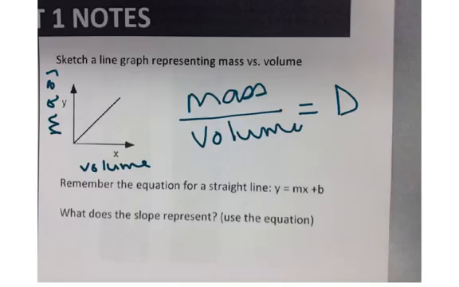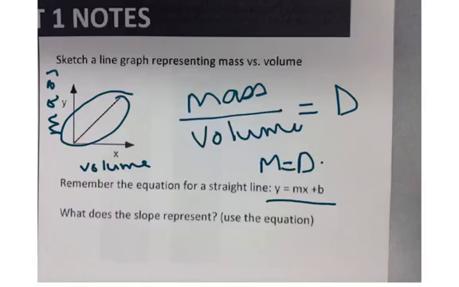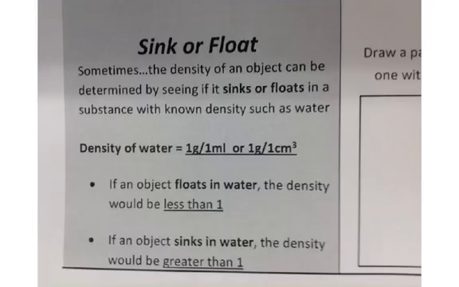When I plug into the equation of a line, because obviously this is a line, y was my mass, m was my slope, which is density, x was my volume, and b for every density graph or mass volume graph is going to be 0. Why? Because if I have no volume, then I have no mass. If I have no mass, then I have no volume. So once again, what does the slope represent? The slope represents density.